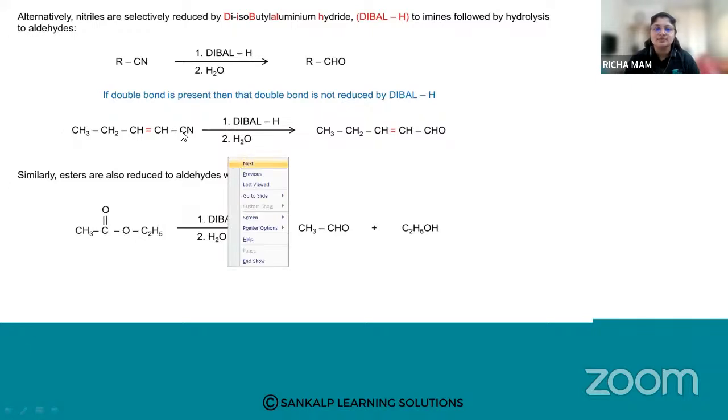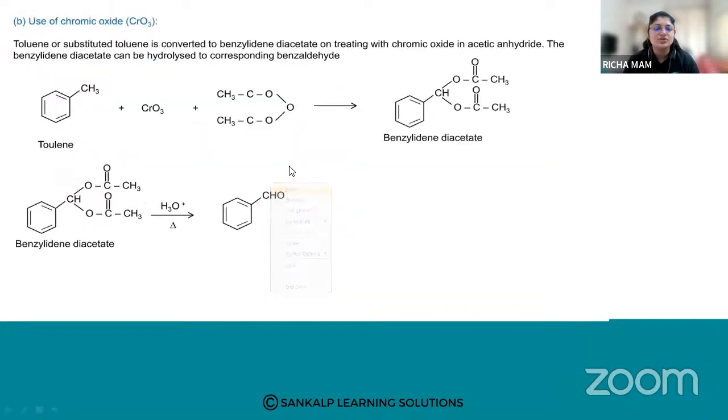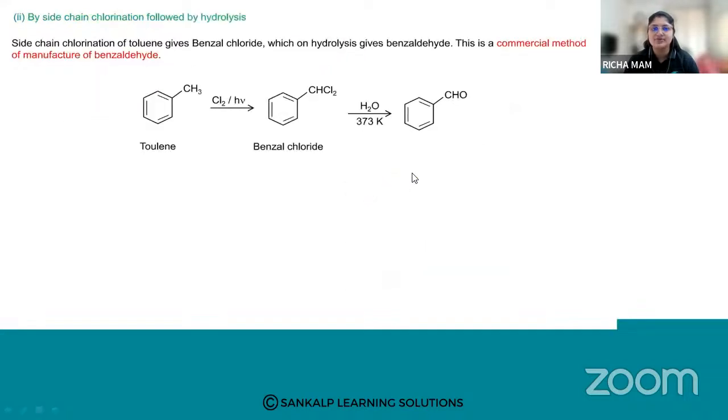Then from hydrocarbons, right? That is by doing the oxidation of methyl benzene with chromyl chloride, which is called the Etard reaction. It forms a chromium complex in between, which is an intermediate step, which upon hydrolysis will give you benzaldehyde. So you are getting an aromatic aldehyde from the Etard reaction. Then we have discussed the chromic acid oxidation also.